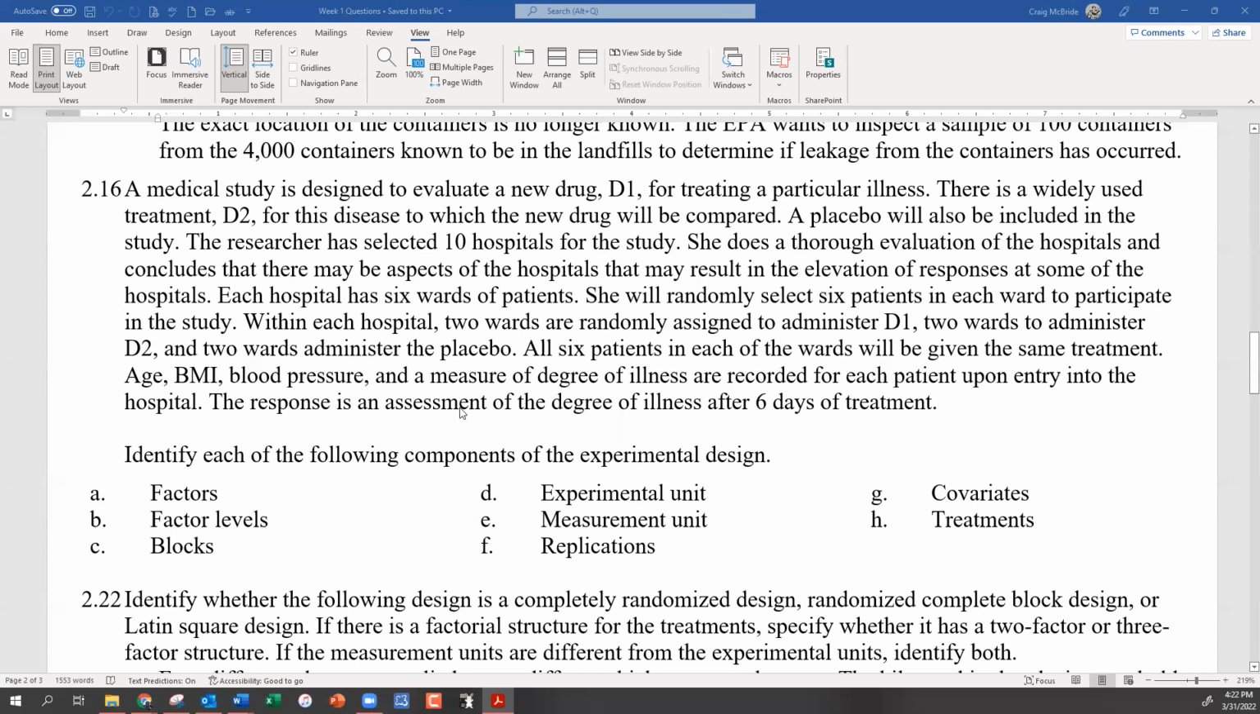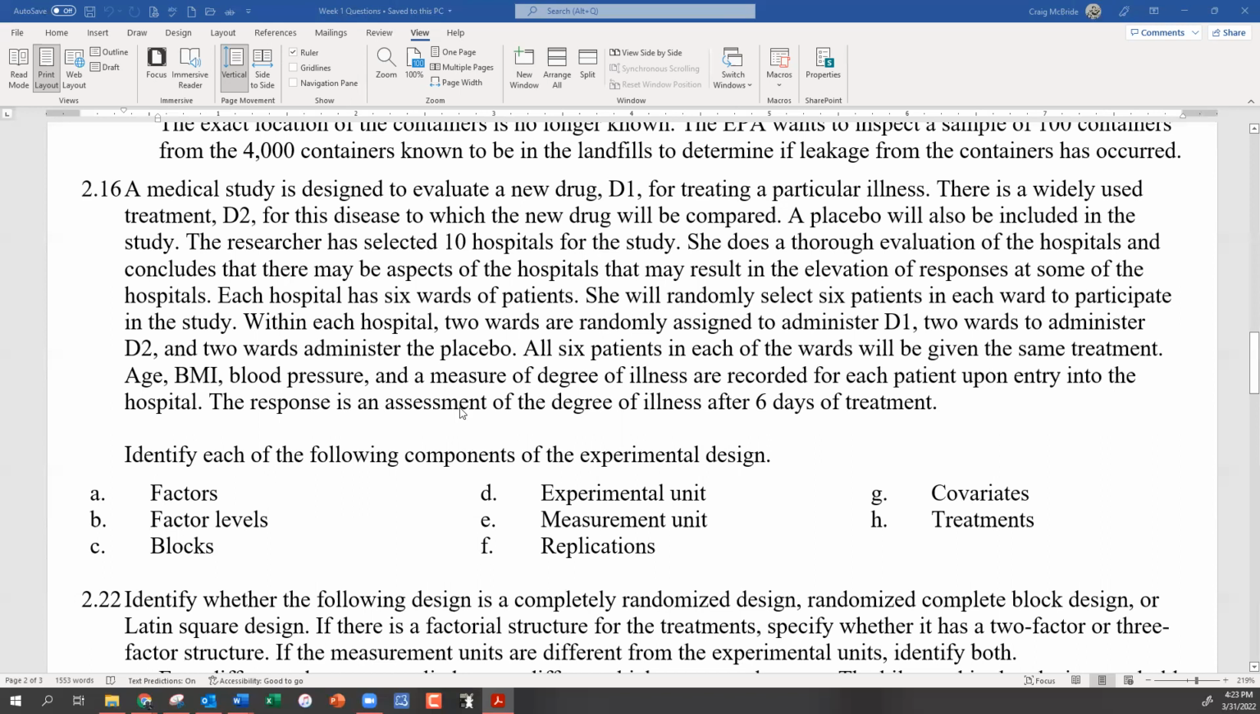There's no reason why it should be 6 and 6. That's just happenstance. Don't think that has to be the way that you have 6 wards. You have to have 6 patients per ward. But 6 patients in each ward to participate in the study. And then within each hospital, 2 wards are randomly assigned to get D1, 2 of the wards get D2, and 2 of the wards get placebo.